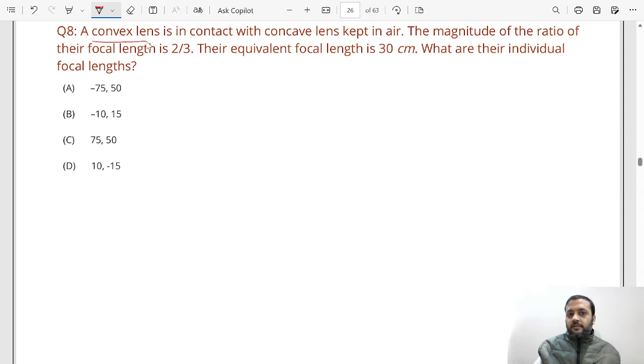Here, a convex lens is in contact with a concave lens kept in air. So that means this is a convex lens and this is, let's say, the concave lens. Both are in contact with the air. The magnitude of the ratio of the focal lengths is 2 by 3.